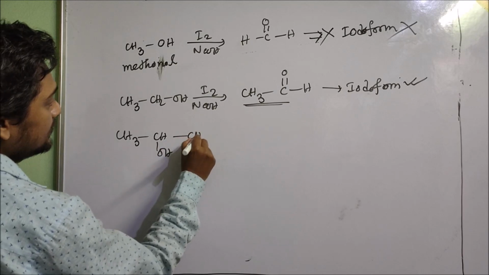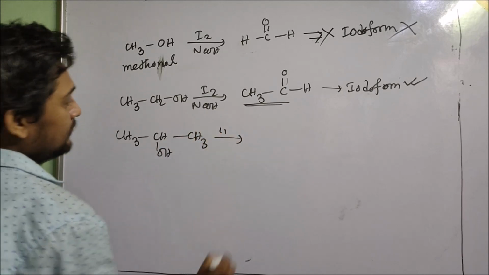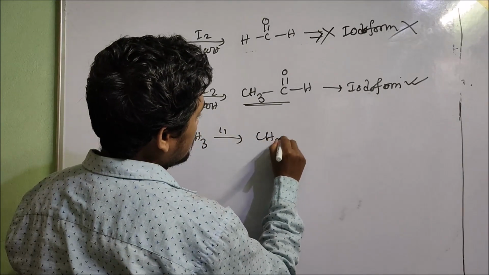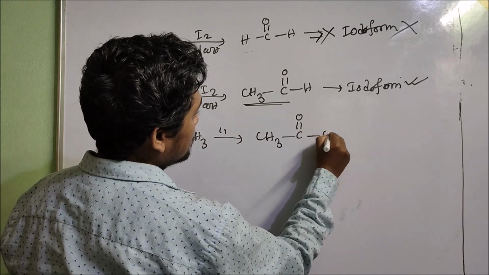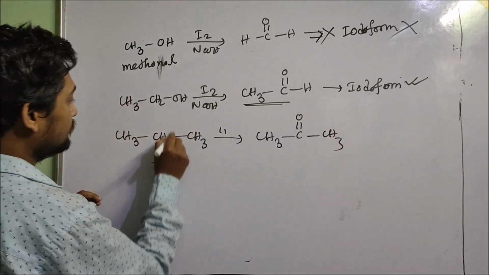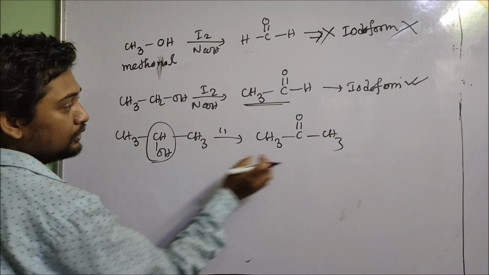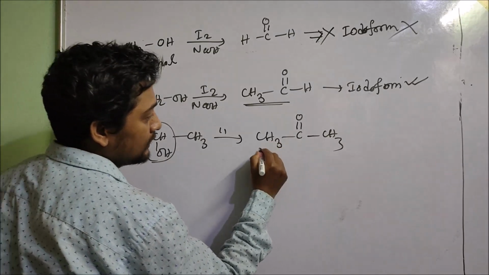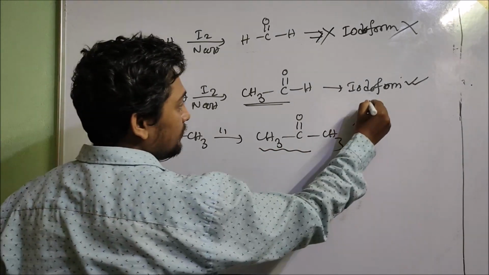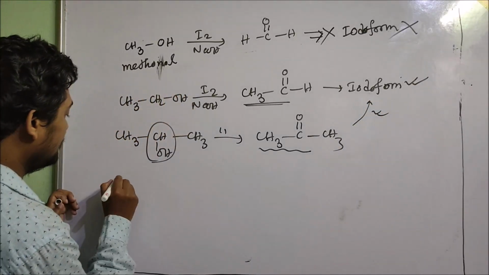Again, CH3CHOH CH3, this will oxidize into CH3COCH3. This alcohol group will convert into a keto group, so there is a ketomethyl group, so it will give the iodoform reaction.